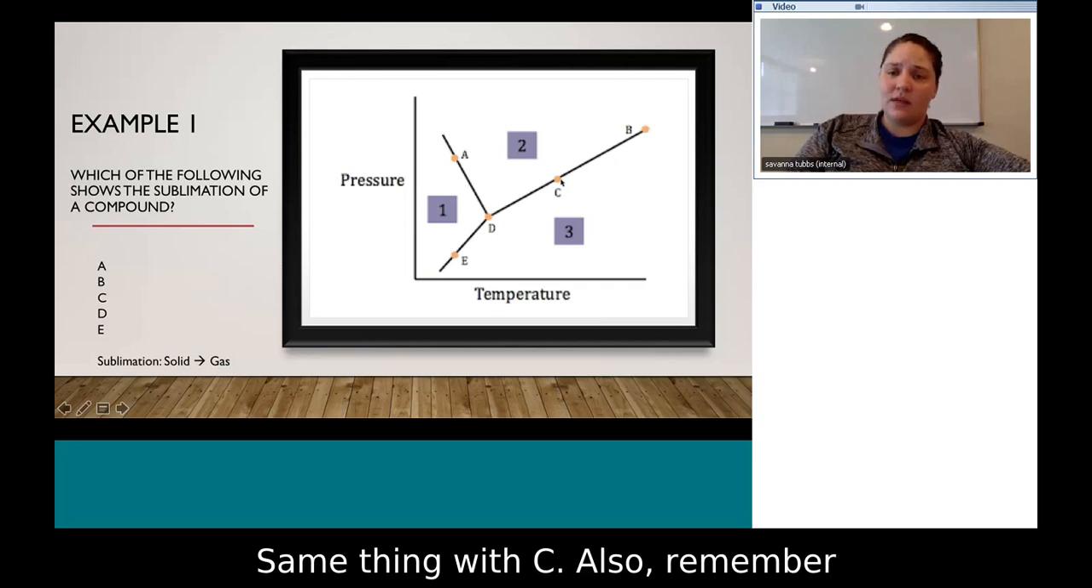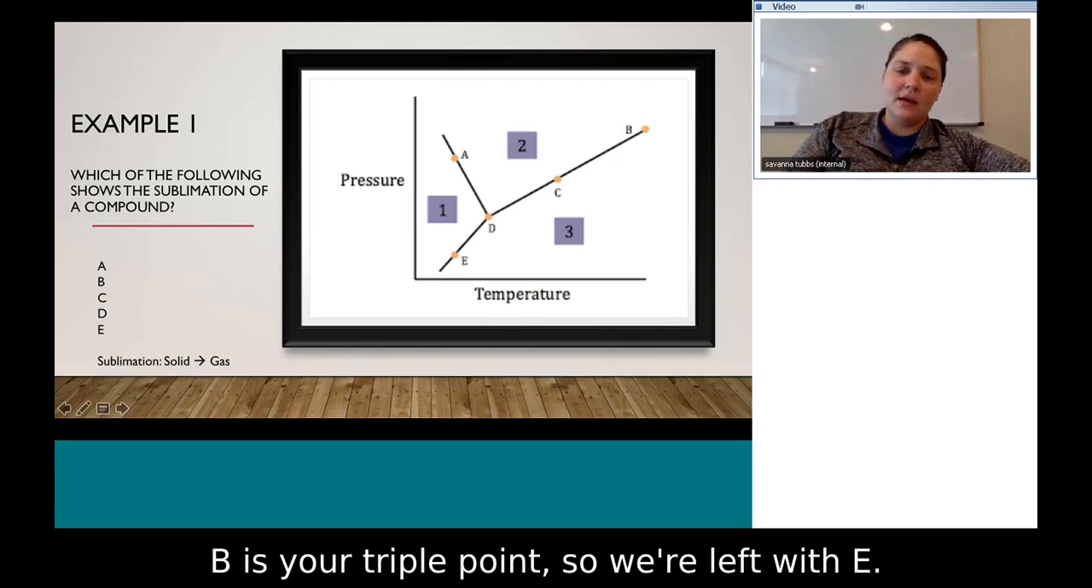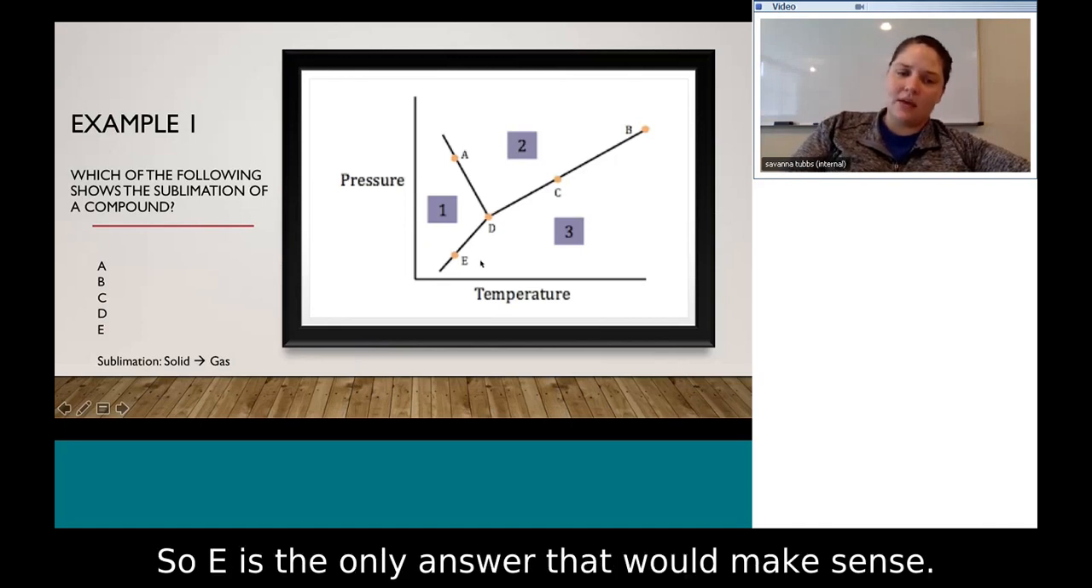Same thing with C. Also remember, B is your critical point. D is your triple point. So we're left with E. So we have solid here, and it's connected to the gas phase. And so E is the only answer that would make sense.